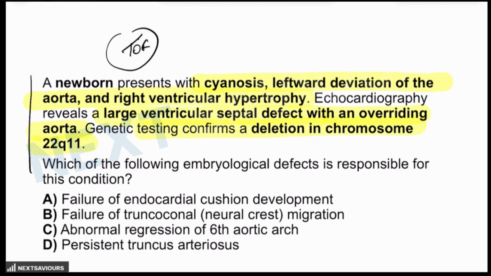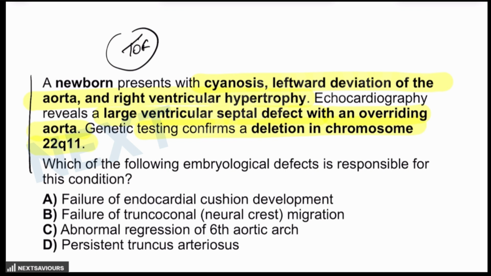And the neural crest cells contribute to the development of the truncus arteriosus and bulbus cordis, which forms the aorticopulmonary septum. That means it is responsible for the separation of the aorta and the pulmonary artery. Now, if there is a defective neural crest migration in this case, it will result in tetralogy of Fallot, a persistent truncus arteriosus, or even transposition of the great arteries.